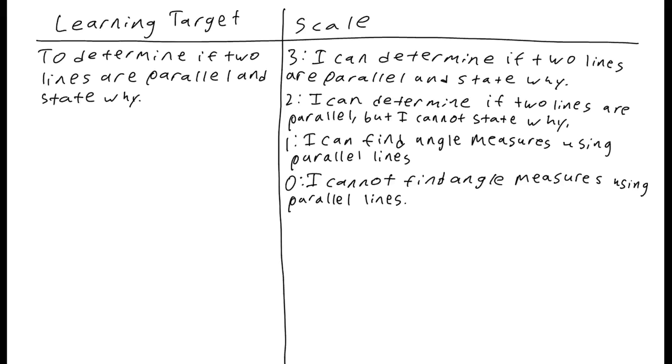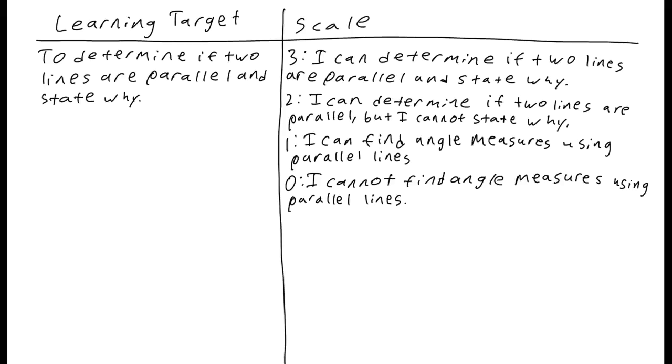Oh, hi Mr. Conway. The learning target for today is to determine if two lines are parallel and state why. On the scale, you're a 3 if you can determine if two lines are parallel and state why. A 2 means you can determine if two lines are parallel but you can't state the reason why. A 1 means you can find angle measures using parallel lines, which is the learning target from the previous lesson.